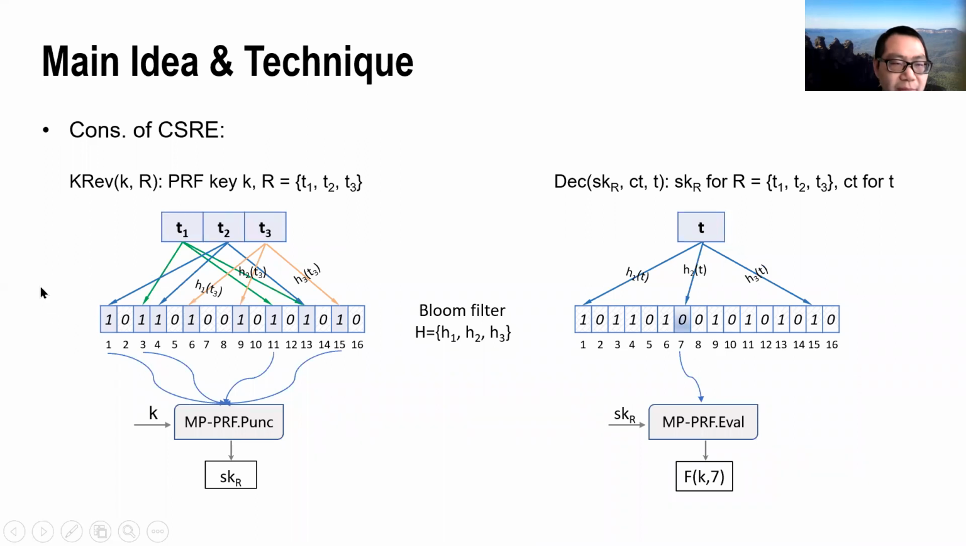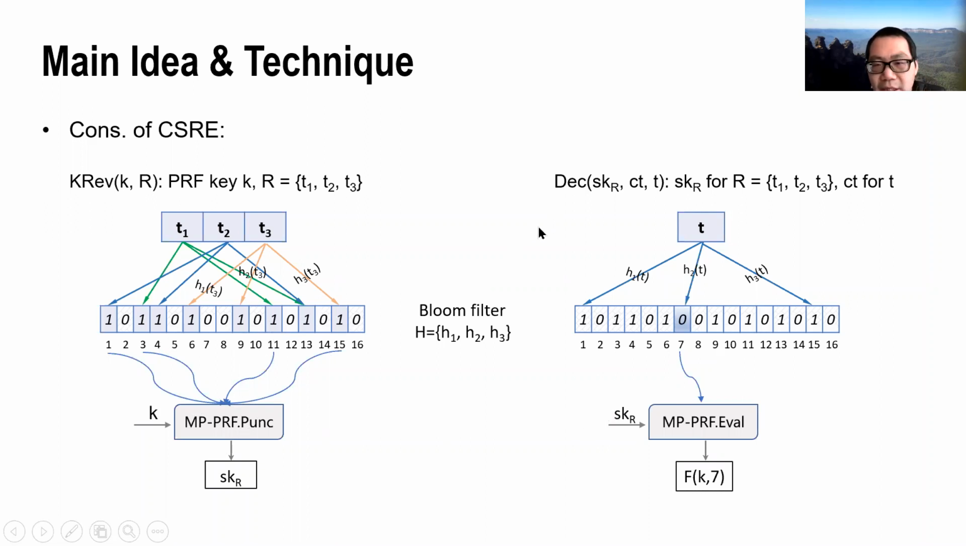For the key revocation algorithm, when we want to generate a secret key for the revocation list R, we first insert all the tags in R to the Bloom filter. And then we will generate the revoked secret key based on this Bloom filter. In particular, we will generate the punctured secret key. We will use the puncture algorithm of the multi-puncture PRF to generate the punctured secret key for the indexes of the entries of the Bloom filter with value 1. According to the properties of the multi-puncture PRF, with the punctured secret key, we can compute the PRF values at the index of the entry with value 0.